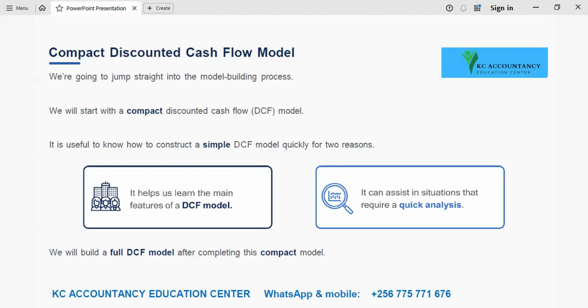The other place where these compact DCFs can really be helpful is in situations that require some quick analysis. For example, someone may want to do some ratio analysis, or use a common-sized income statement to try out some analysis. So these simple DCFs will help us. But don't worry, because in this course we are also going to build a full DCF model, and that full DCF model is going to have a lot of complexities.